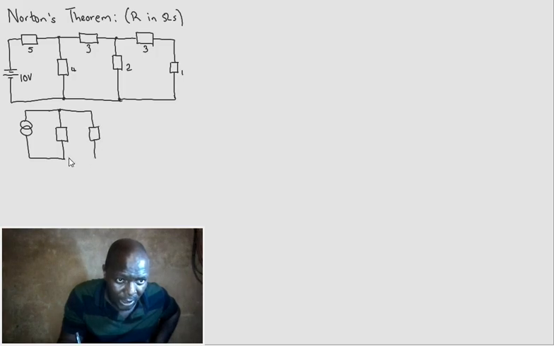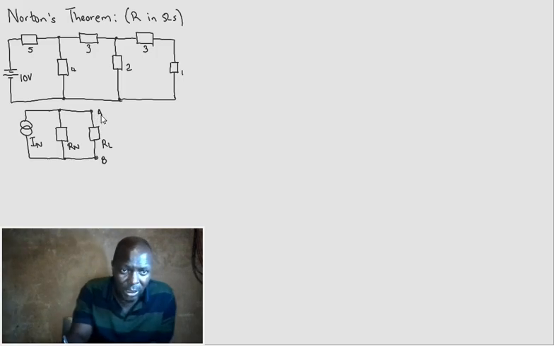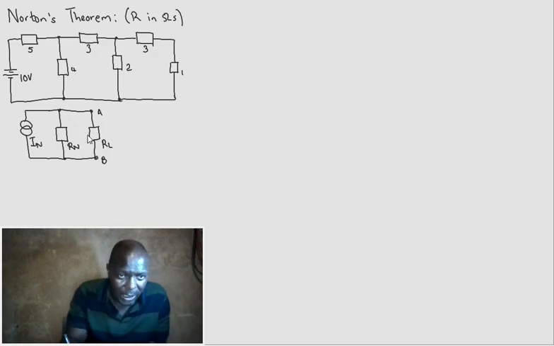So this is what it will look like at the end. You're going to have Norton's current source and Norton's resistance, and we are going to connect our load at that point. We still have our point of connection, and we can still call it A and B. Previously with Thevenin, a voltage arrived at this point and the resistance looked into this point. In this case it's similar, except it's going to be current and resistance.